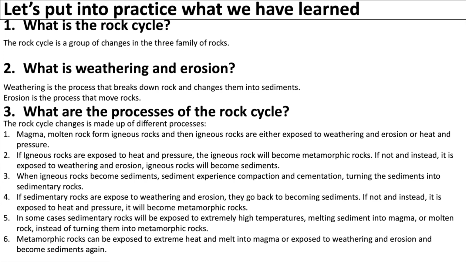When igneous rocks become sediments, sediment experience compaction and cementation, turning the sediment into sedimentary rocks. If sedimentary rocks are exposed to weathering and erosion, they will go back to becoming sediments. If not, and instead they are exposed to heat and pressure, they will become metamorphic rocks. In some cases, sedimentary rocks will be exposed to extremely high temperatures, melting sediments into magma or molten rock instead of turning them into metamorphic rocks. Metamorphic rocks can be exposed to extreme heat and melt into magma, or they can be exposed to weathering and erosion and become sediments again.